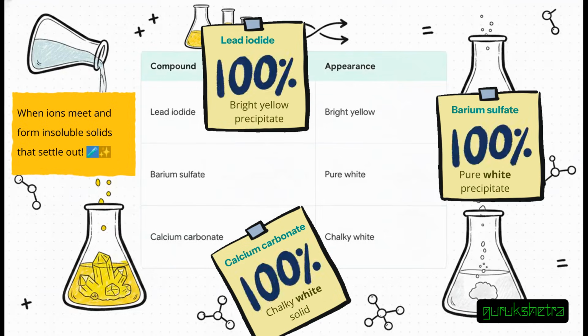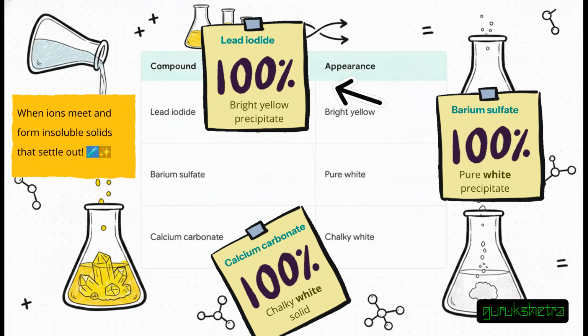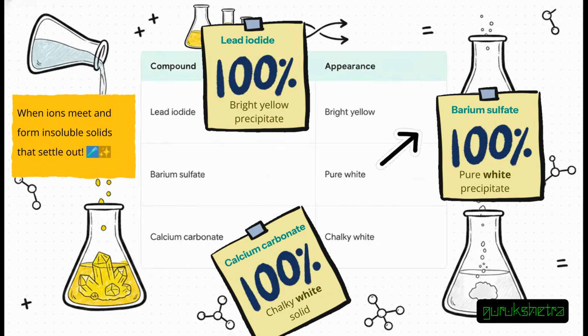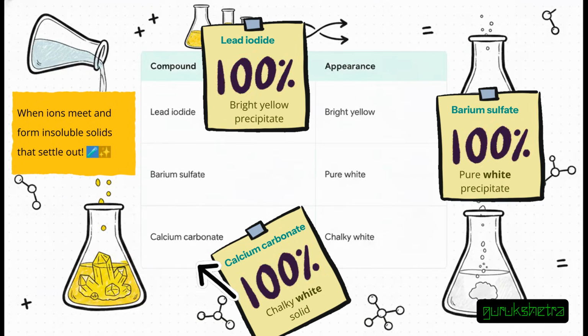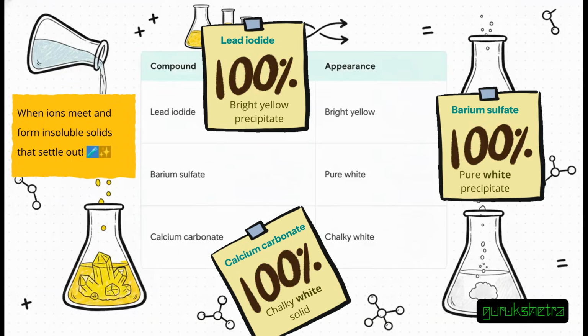Okay, the crucial point here is knowing your precipitates. When insoluble solids settle out of a liquid solution during a reaction, they give us amazing visual cues. If you mix two clear liquids in a lab and suddenly a bright opaque yellow solid forms, you're likely looking at lead iodide. If it's a pure white precipitate, think barium sulfate. And if it's a chalky white solid, that points to calcium carbonate. Memorizing these colors is going to save you immense time on those multiple choice questions.